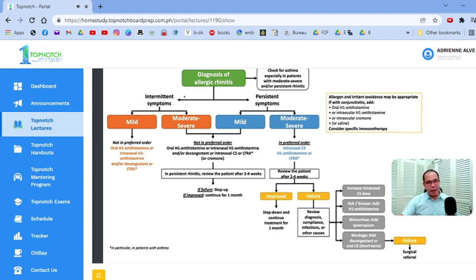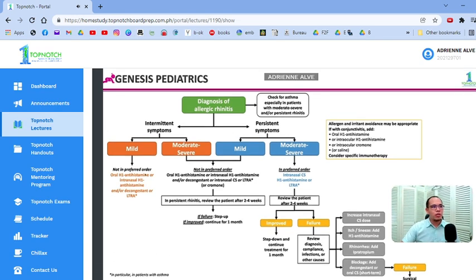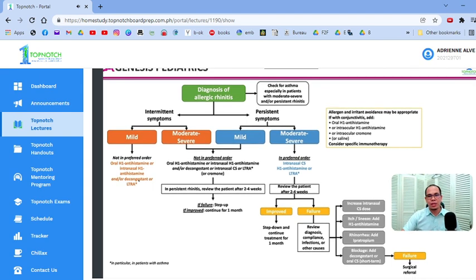So, dito sa old guidelines, pag mild lang siya at intermittent, sabi dyan, not in any preferred order. Ibig sabihin, you can use anyone. So, pwede kang oral antihistamine, pwede intranasal antihistamine, plus minus decongestant. Leukotriene inhibitor, Montelukast, pwede siyang add-on pero hindi siya ginagamit na primary drug. For moderate to severe and persistent symptoms, you can use, again, not in preferred order, pwedeng oral antihistamine or intranasal antihistamine, plus minus decongestant, and then after 2 weeks, you review. Pag hindi gumagana, mag-step up ka, mag-steroids ka.